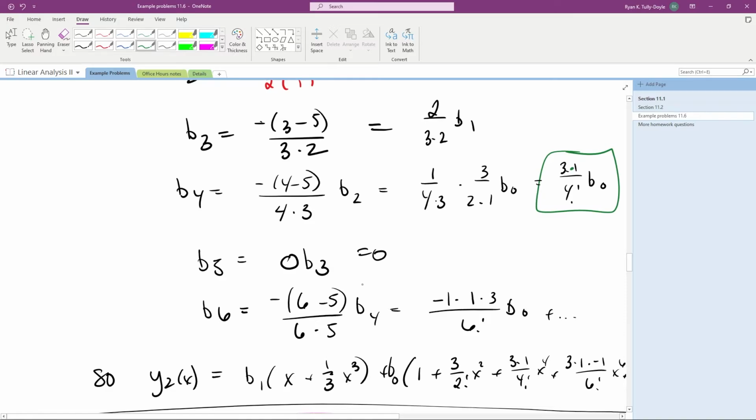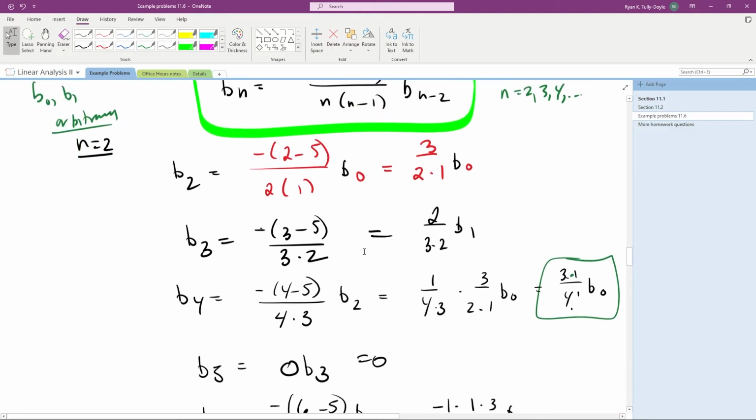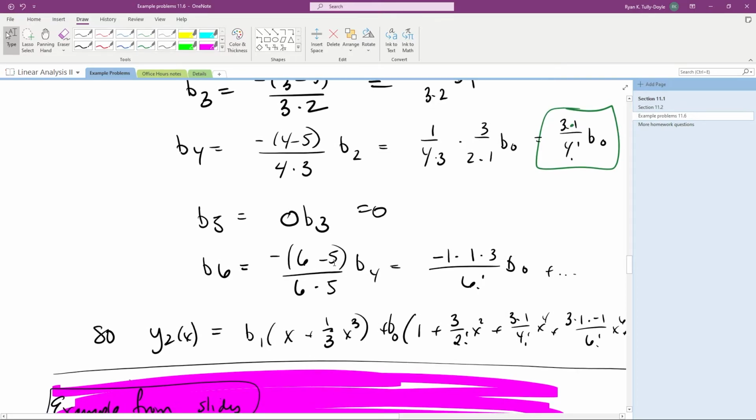b5 turns out to be, well, what's 5 minus 5? Just like in the previous solution, when you put 5 into the recurrence relation into the n right here, 5 minus 5 is 0. And so that means b5, which is 0 times b3, is 0. But if b5 is 0, then b7 is 0, and b9 is 0, and b11 is 0.